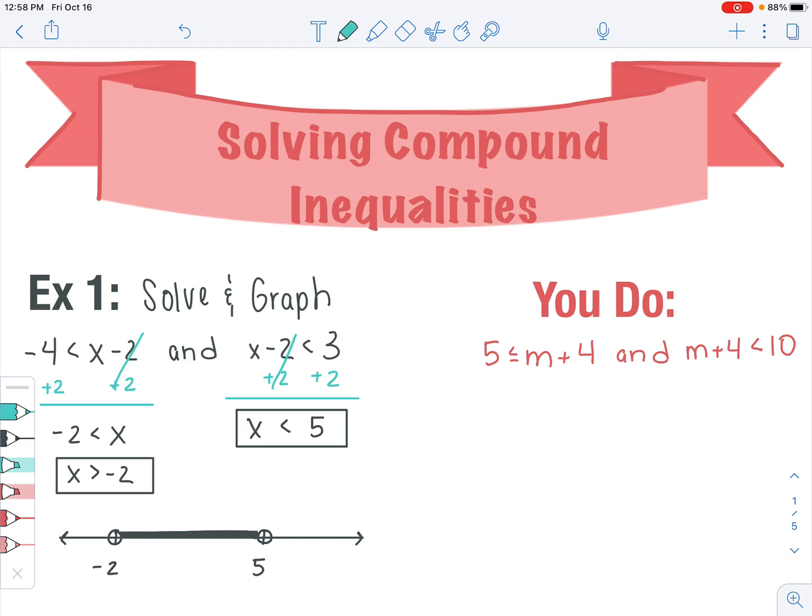So the first thing we need to do is get rid of the 4. So I'm going to subtract 4 on both sides. And that leaves me with 1 is less than or equal to m. My m is on the wrong side, so I'm going to flip it around. I've got m. My sign still has to face the m, and 1. So m is greater than or equal to 1. Oops.